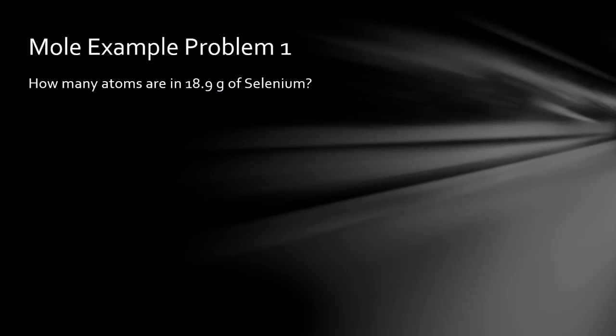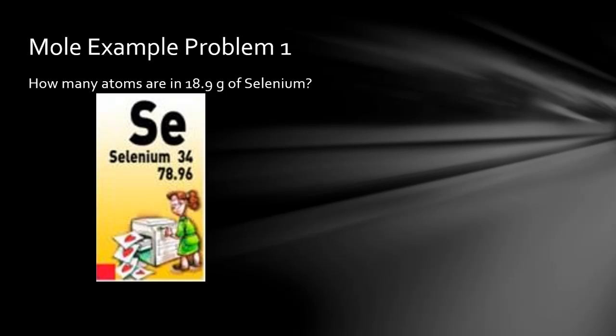So here's an example problem of calculating using the molar function. How many atoms are in 18.9 grams of selenium? Well, let's research the information needed. So here's the selenium block from the periodic table. First, we'll start by figuring out how many grams are in 1 mole of selenium. 1 mole of selenium is 78.96 grams.